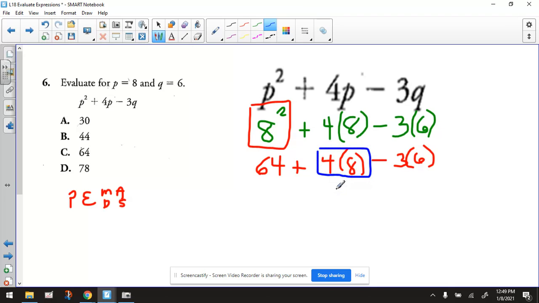So 4 times 8 would give us 32. We'll bring down what's left, which is the 64 and the plus. And then we also have this minus 3 times 6.